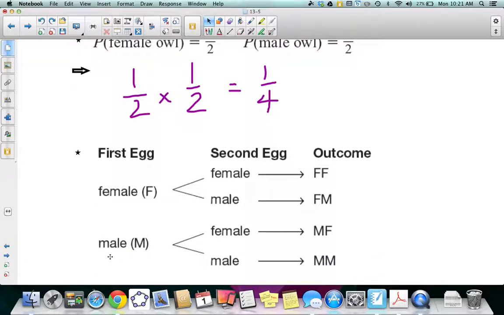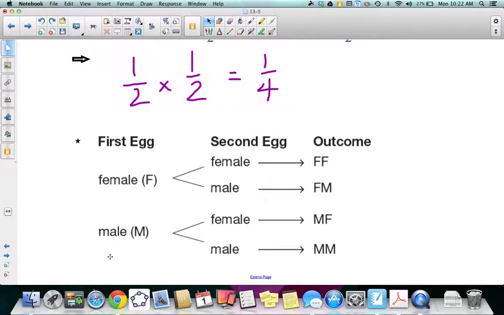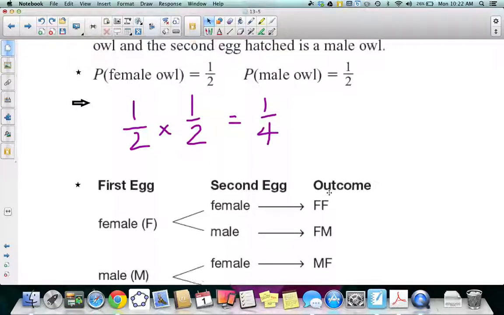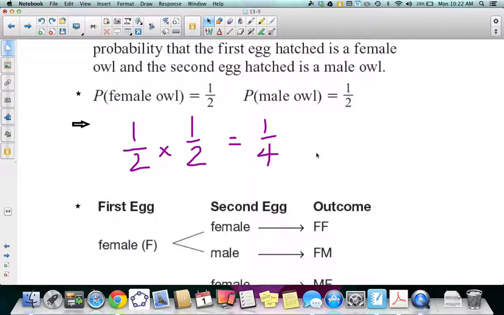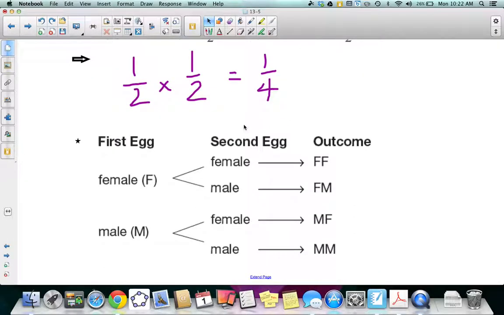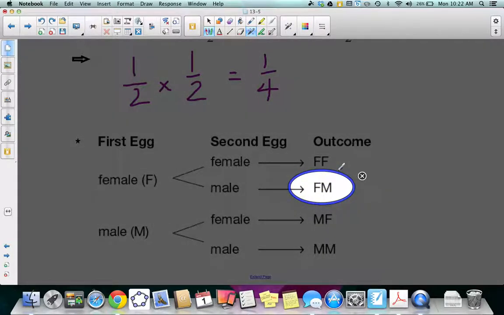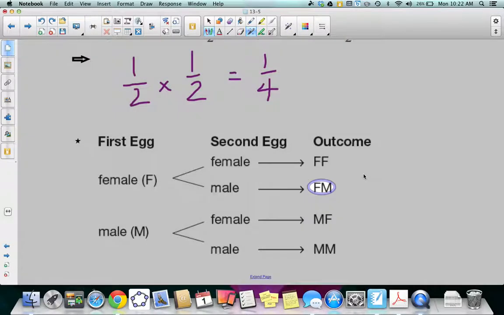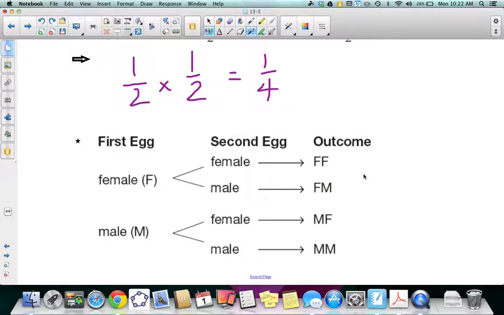We can check our answer by creating a tree diagram. From our last lesson, from our tree diagram, this is what's going to come out. We're going to have 4 possible outcomes, and we want to find the probability that the first one is female and the other offspring will be male. So it's female and male, which is this offspring, which is 1/4. So our answer checks out.